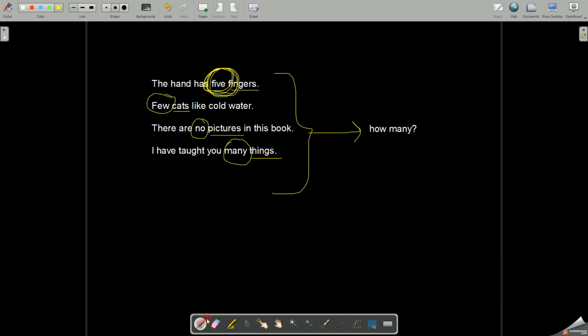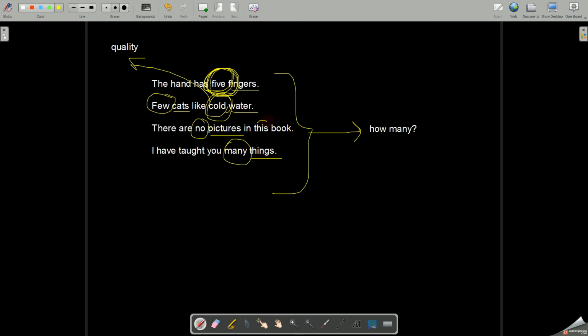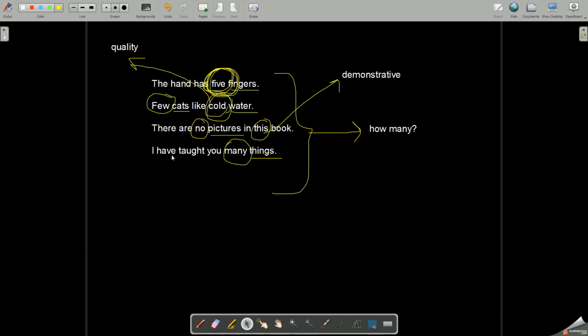In this you also have some other statements, like cold water. What kind of water? So here this cold will be what? Adjective of quality. No pictures in this book. We are coming to this. This would be demonstrative adjective. And I have taught you many things. Of course, there are no other adjectives in this statement.